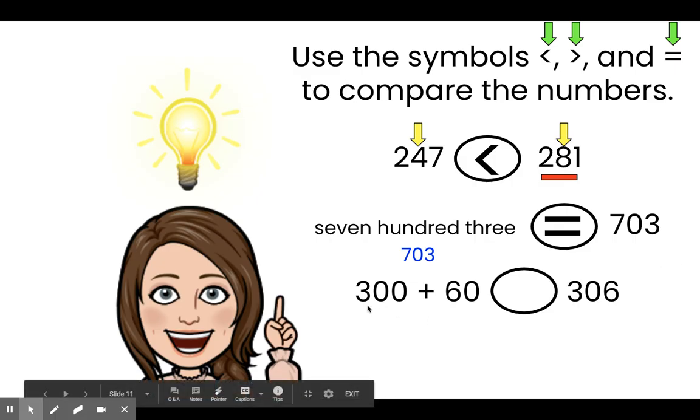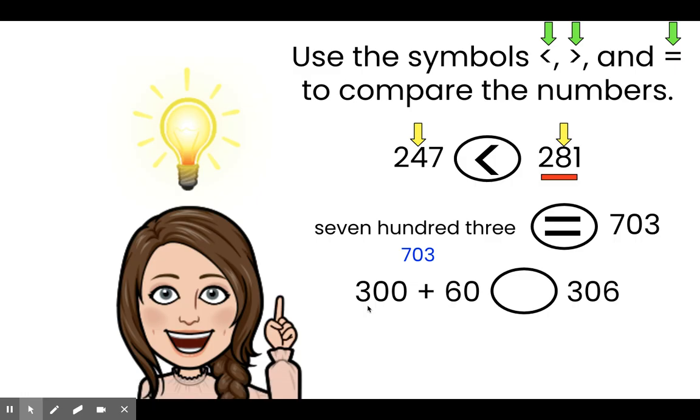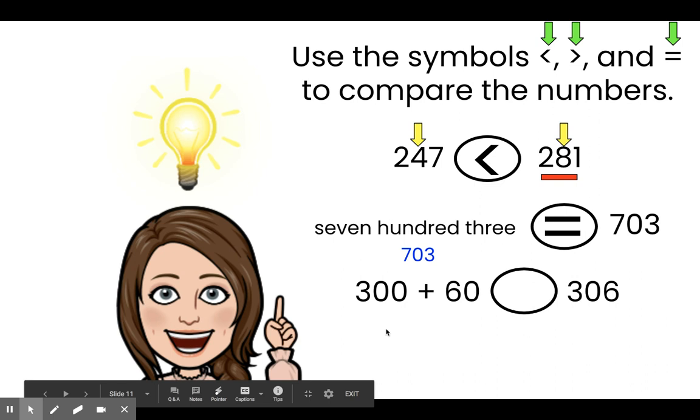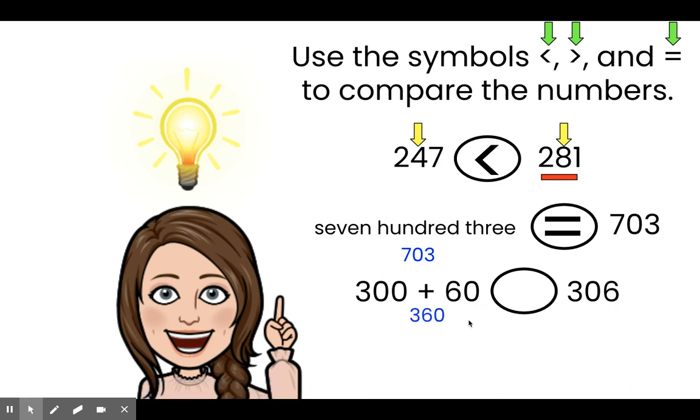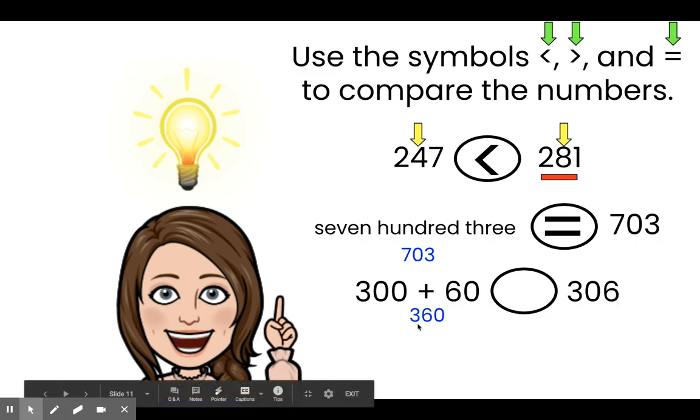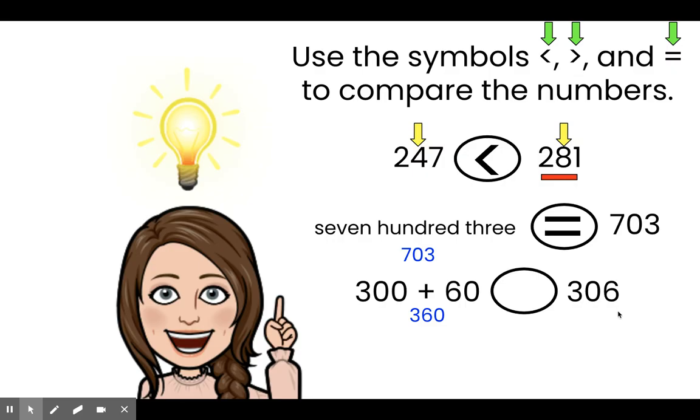Now, our very last question is written in expanded form. 300 plus 60. Remember, even though it's in expanded form, I can still write it in standard form. I have to think, what is 300 plus 60? That's right, it's 360. I wrote it in standard form so it would be easier for me to compare these two numbers. I have 360 and I'm comparing it to 306.